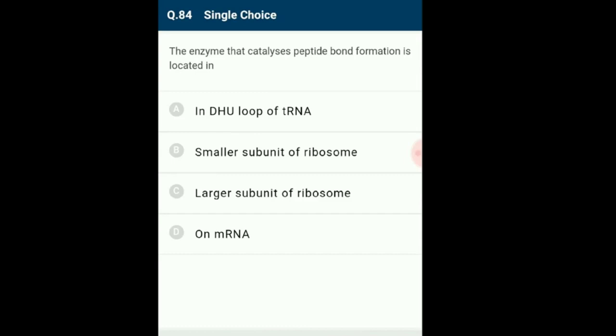Question number 84. The enzyme that catalyzes peptide bond formation is located in. Peptide bond formation is catalyzed by the enzyme peptidyl transferase, which is a ribozyme. High molecular weight ribosomal RNA, 23S in prokaryotes and 28S in eukaryotes, functions as the ribozyme. These ribosomal RNAs are located in the larger subunit of the ribosome at the P site. So the answer is option C, larger subunit of ribosomes.